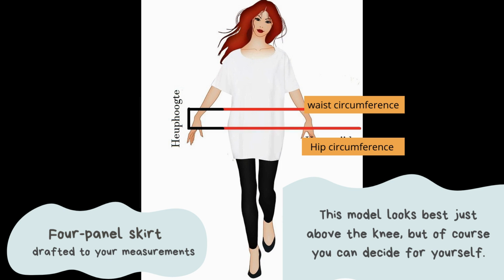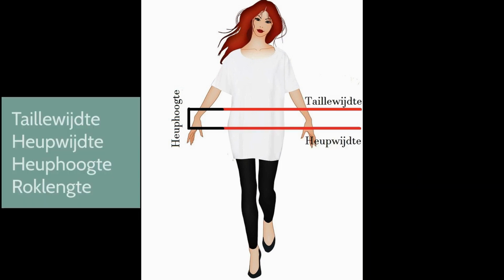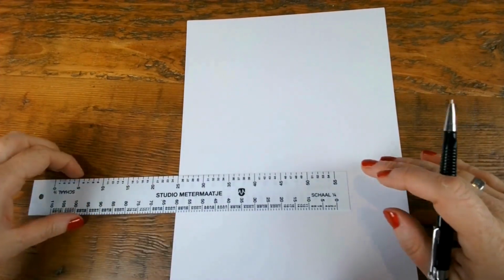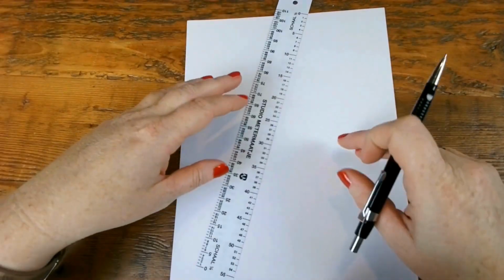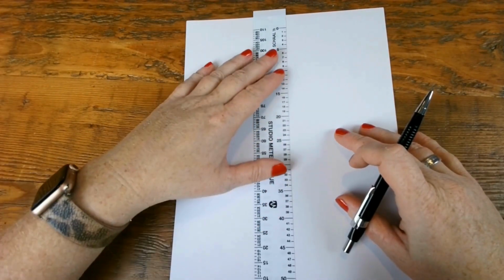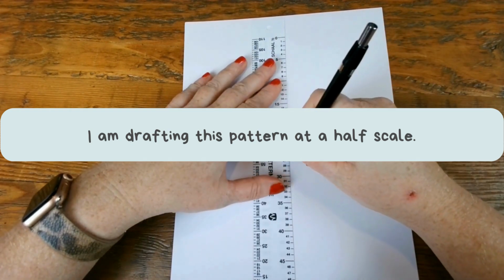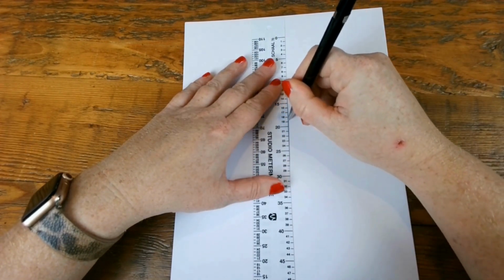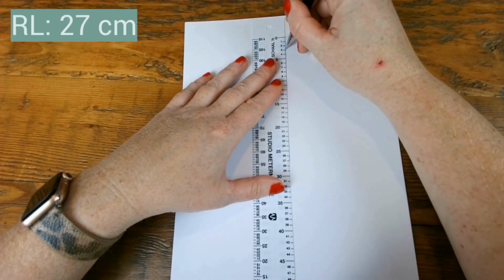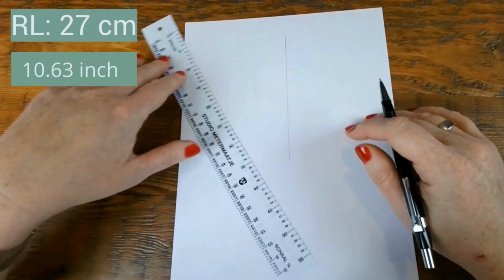Pause the video for a moment and take your own measurements. Now we can start drawing the pattern. I'm using a studio meter ruler, which allows me to draw to scale. I'm drawing at half scale. Start by drawing a vertical line. This is your skirt length. For me, that's 27 centimeters because I'm drawing a children's pattern.